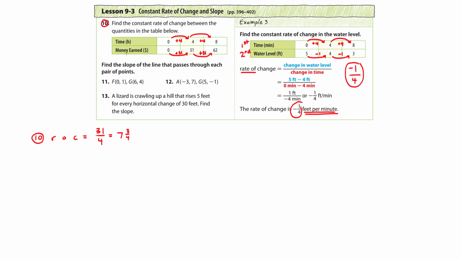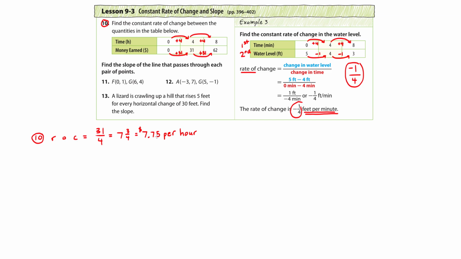Since this is money earned, I'm going to actually put it as a decimal. 3/4 is 0.75. So I'm going to write it like that because to me it makes sense to use a decimal number for a dollar and cents thing. So this is $7.75, but I divided it by the 4-hour change, so this is per hour. In this particular problem, it means that whoever is doing this work, they are earning $7.75 per hour the whole time. So this is constant rate of change. They don't get different pay depending on how much they work or anything like that.